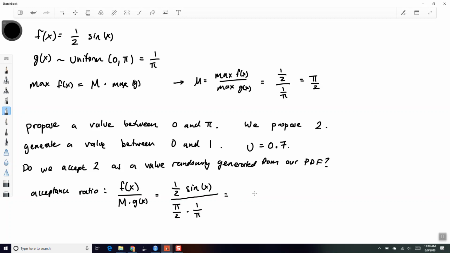1/2 times the sine of 2, this number is 0.4546, and this number down here is 1/2, and so my acceptance ratio is 0.909. Okay.